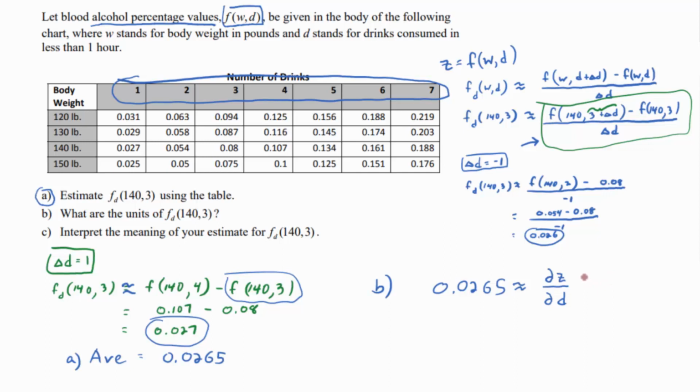So blood BA percent? Okay, I like that. Blood alcohol percent. This is informal, right? Okay, over what? Number of drinks.